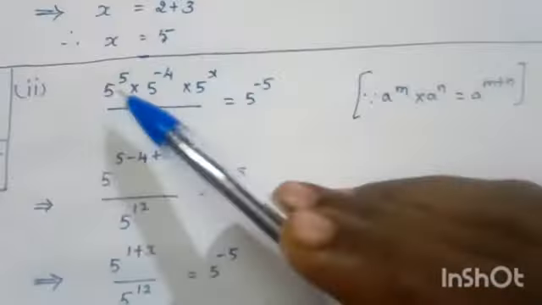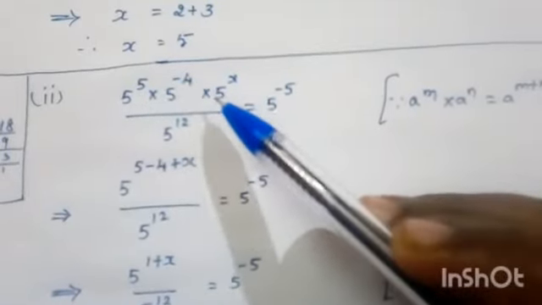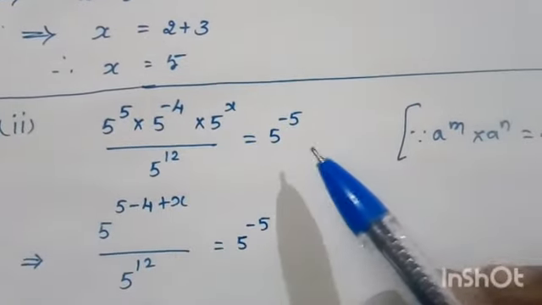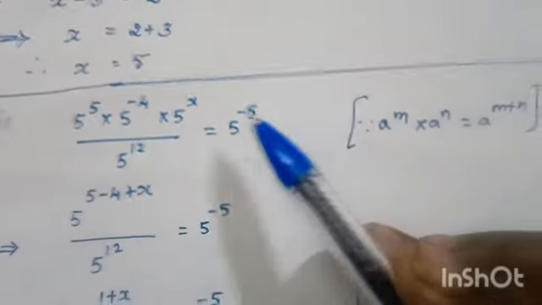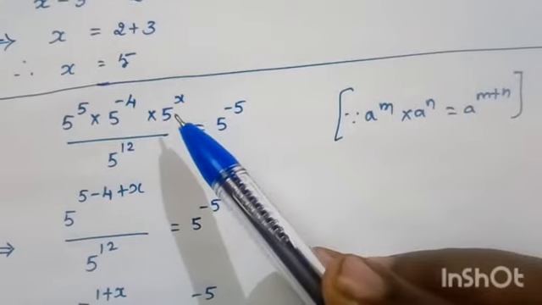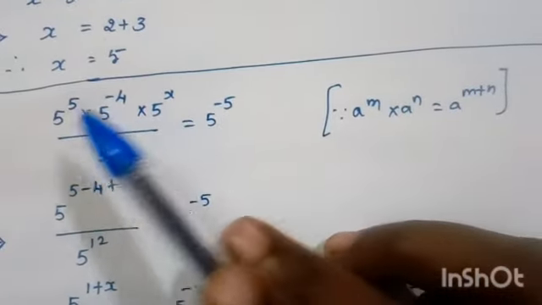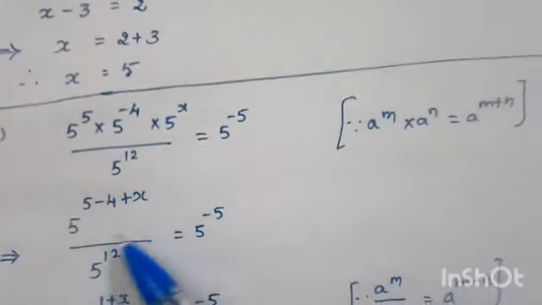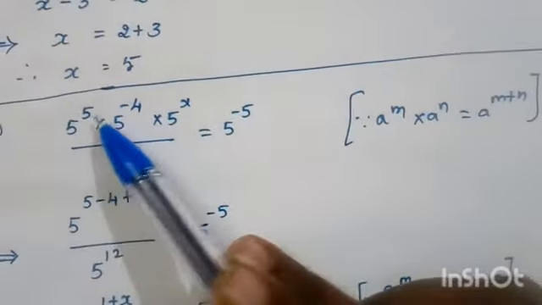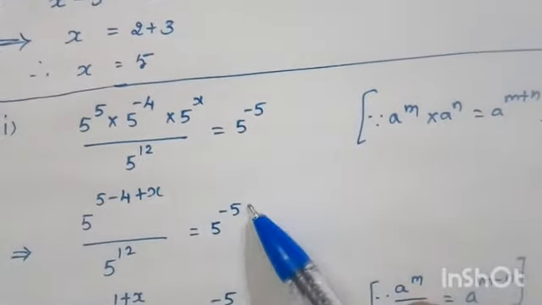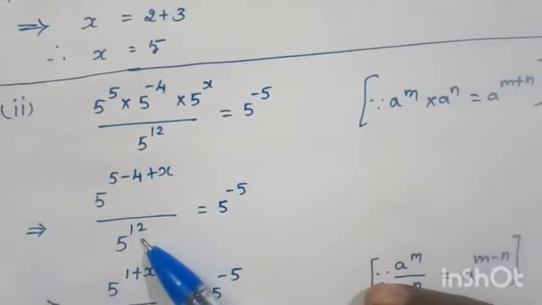In the second problem, 5 power 5 into 5 power minus 4 into 5 power x by 5 power 12 equal to 5 power minus 5. So it is in the form where the bases are the same. Whether it is 2 terms or 3 terms or more terms, that is not a problem. You have to check the bases are the same. You have to add all the powers. So now 5 power 5 minus 4 plus x, you have to add, equal to 5 power minus 5. Here the denominator 5 power 12 is there.